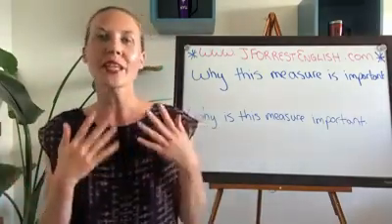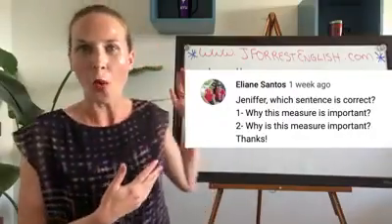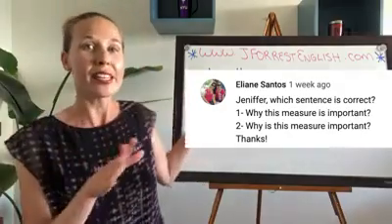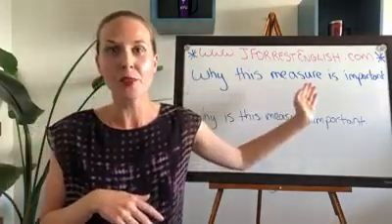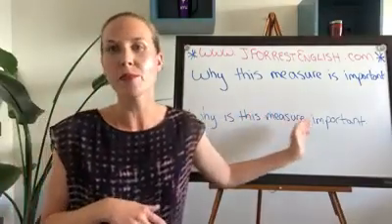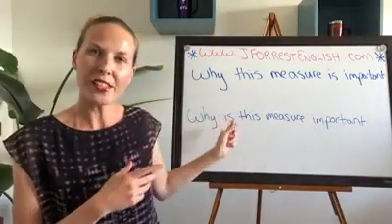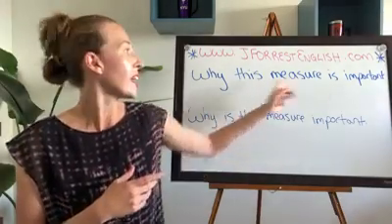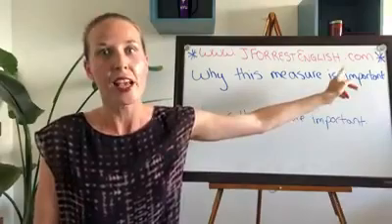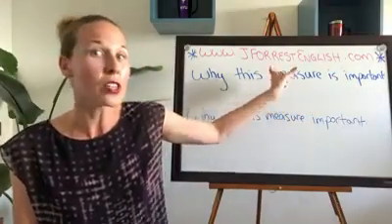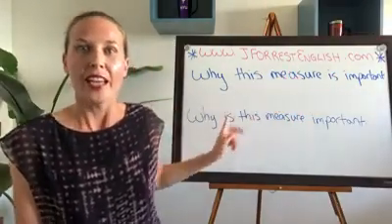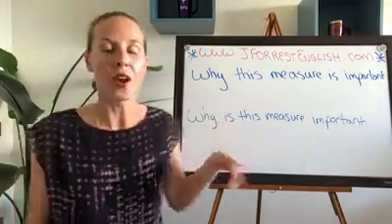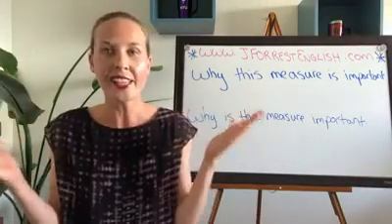Now this question came from Elaine and she wanted to know which sentence is correct, okay? Is it "why this measure is important" or "why is this measure important"? So notice, it's just that placement of the verb to be that's different. Here, the verb to be comes after our something, after the noun. Now in this case, the verb to be comes before the noun. So which one is it?